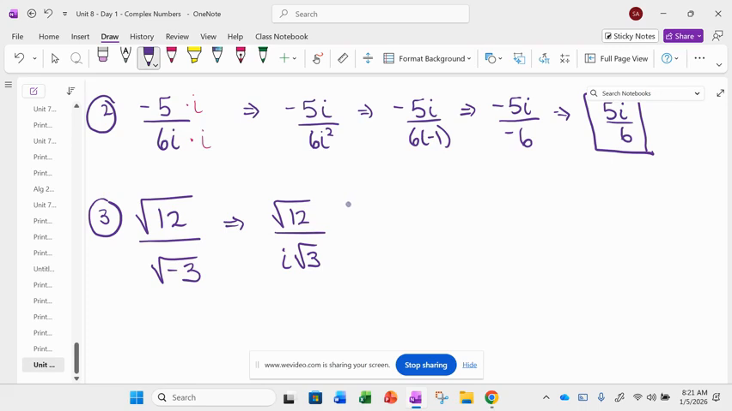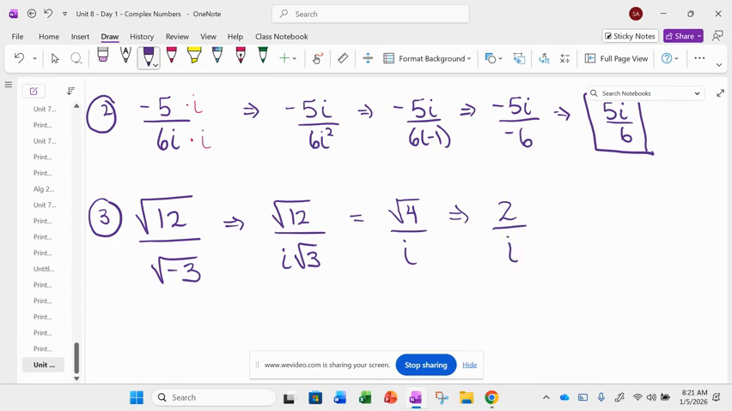Okay. Can I now divide the root of 12 and the root of 3? Yeah, because that negative's not in there anymore. So then this would be the square root of 4 over i. Do we agree that i stays in the denominator? And what's the square root of 4? 2. So now I have 2 over i.